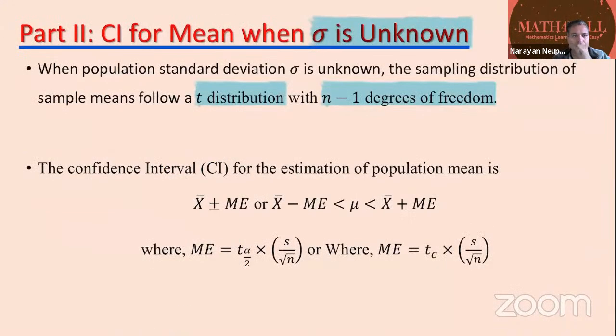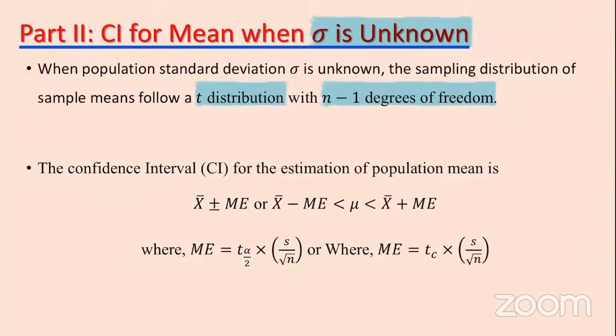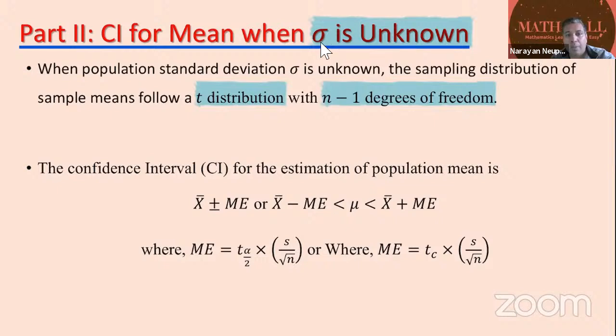This one here. So, confidence interval for mean when the population standard deviation is unknown. Everything remains the same. But when population standard deviation is unknown, then the distribution of the sample mean will not be the z distribution, and we will not be able to find the z value. Instead, it is going to be the t distribution.